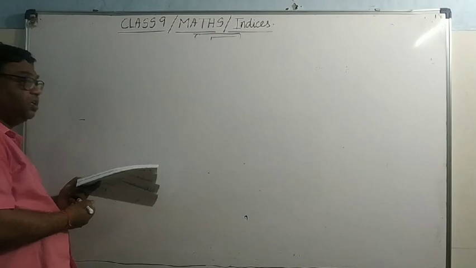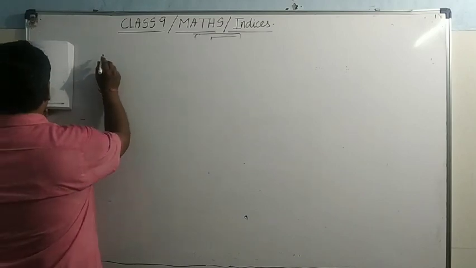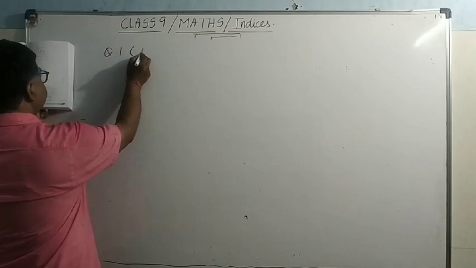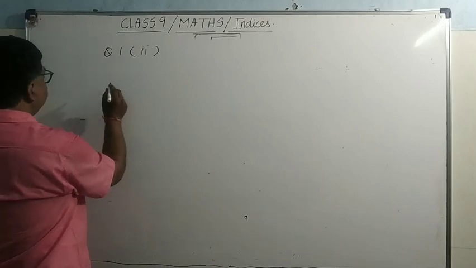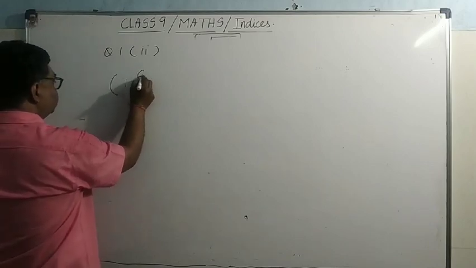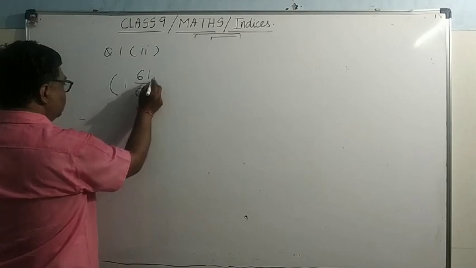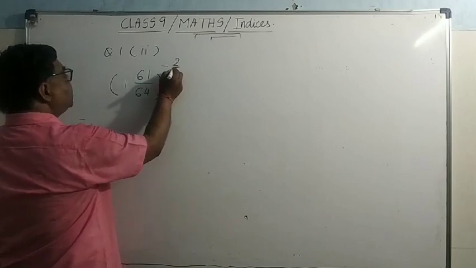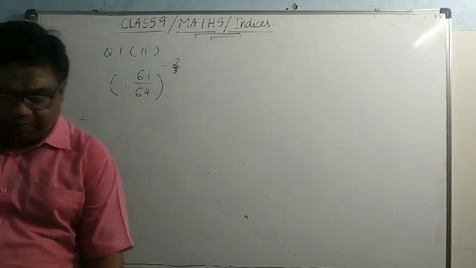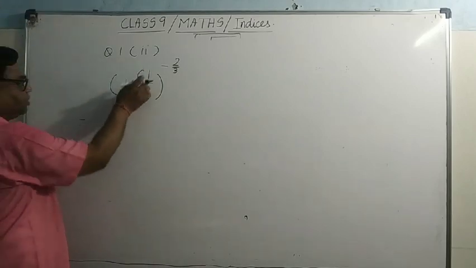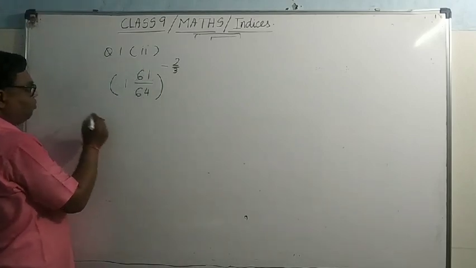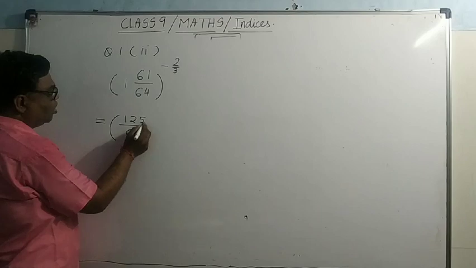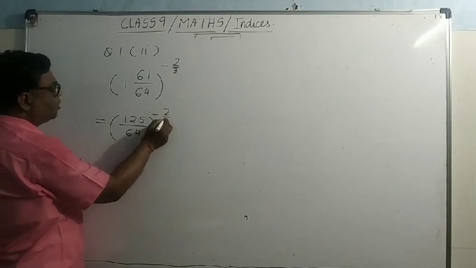For example, if you see here, exercise 8, question number 1, second part. Here you have to simplify (1 whole 61 upon 64) whole to the power minus 2 upon 3. It's clear. You write the powers very clearly. So when you simplify this, it will become (125 upon 64) whole to the power minus 2 upon 3.